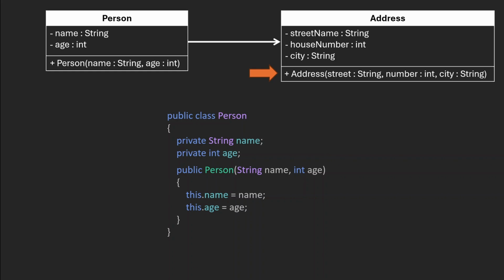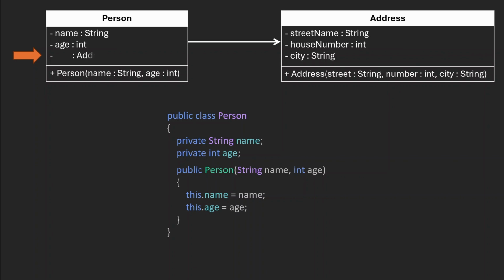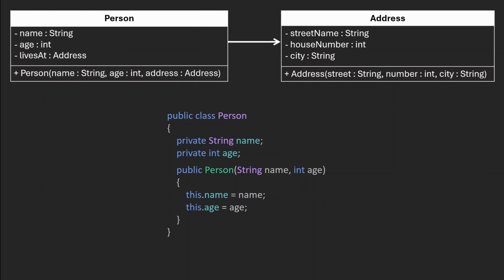I will then also add an attribute to the person to further clarify this. Currently, I have a name of type string and an age of type int, and then I need an attribute of type address. I could just name this attribute address as well, or maybe lives at. It's not too important as long as the name clearly indicates the purpose of the attribute. The relevant part here is the attribute type of address. I now have one class, the person, referencing another class, the address. And this is how we express an association in UML. Let me just add an address parameter to the constructor.